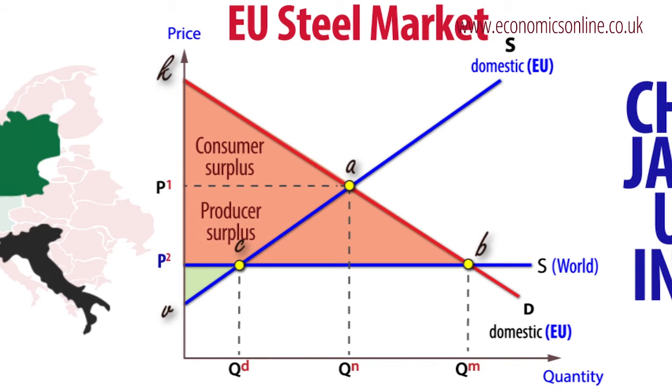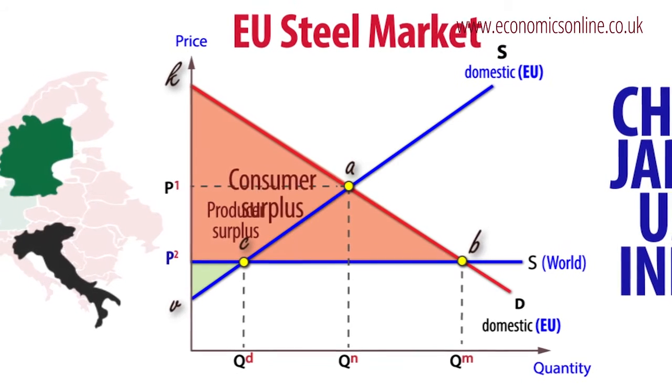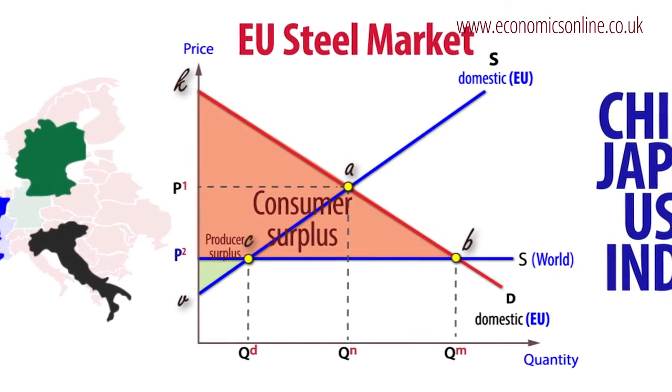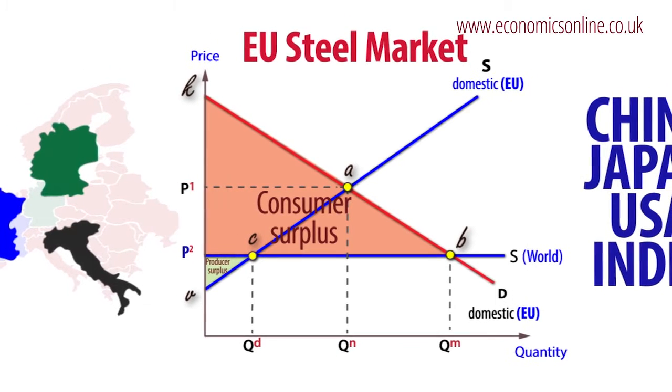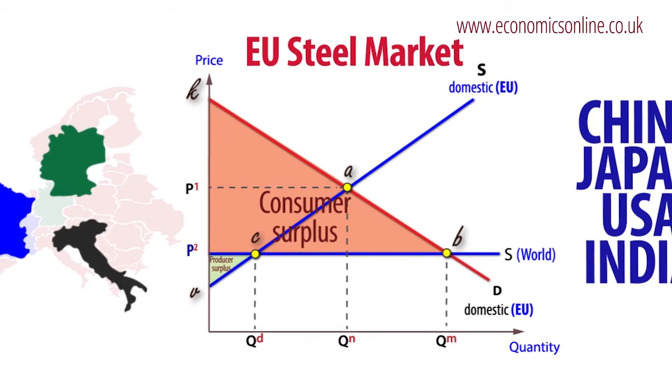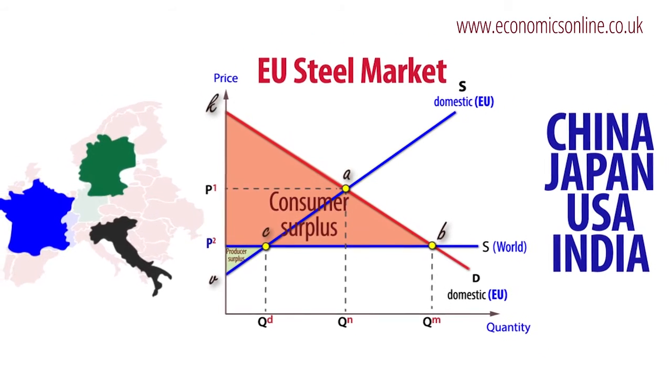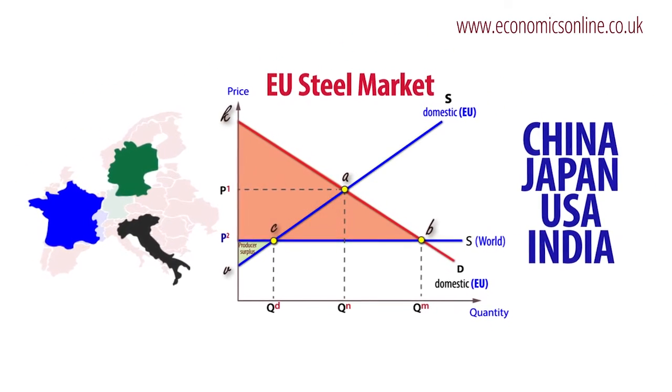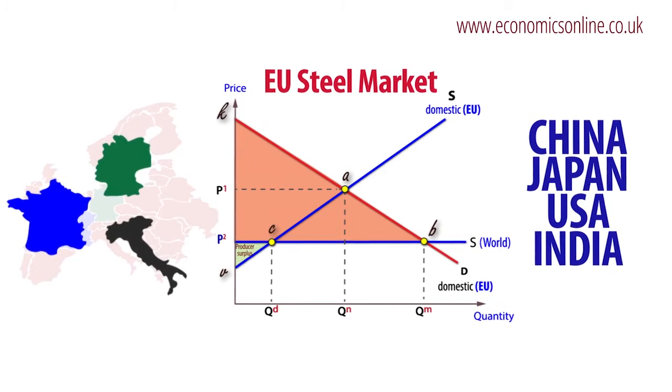However, while EU users of steel benefit, EU steel producers suffer at this lower price and their producer surplus falls from V, P1 and A to V, P2 and C. This means falling profits and potential job losses. Tariffs, also known as customs duties, are taxes on imports and designed to protect domestic producers.